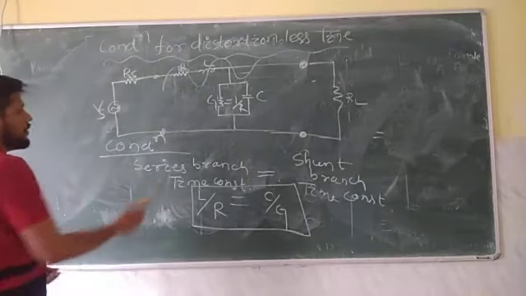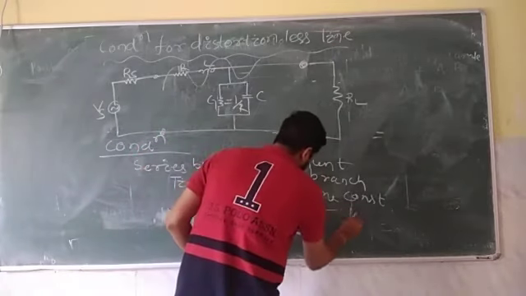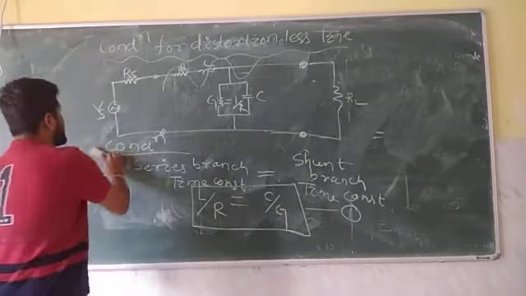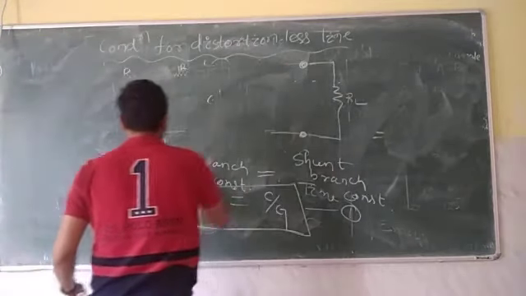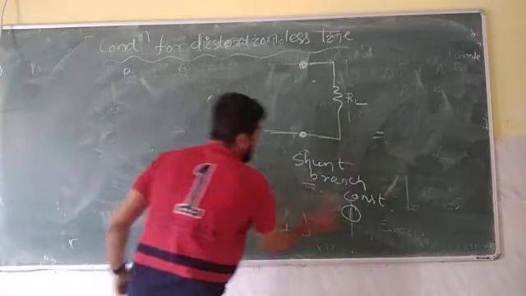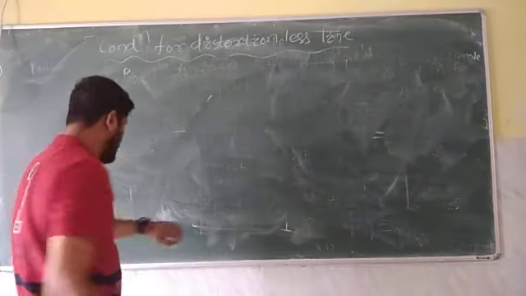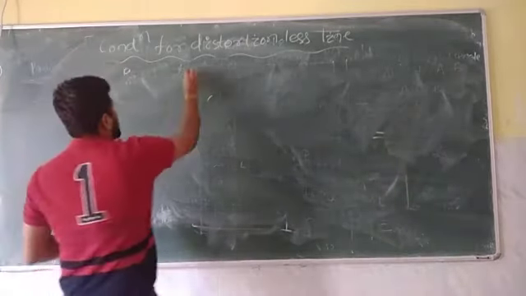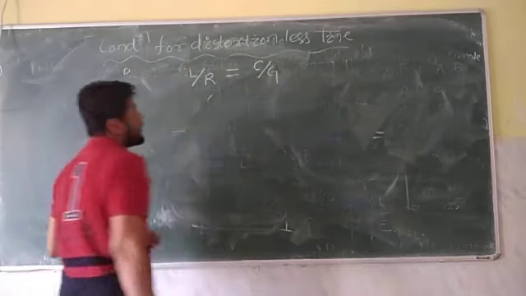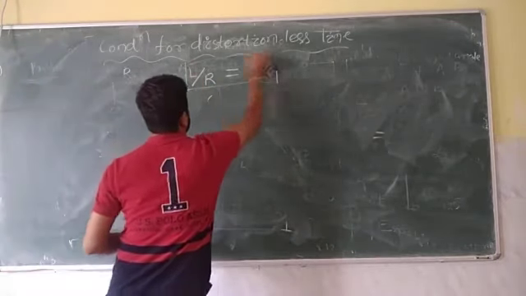Now we are going to put this condition into the secondary constants, that is the propagation constant, as well as the characteristic impedance. Once again I am going to write the condition for distortionless: L by R is equal to C by G. This is the condition for a distortionless line.